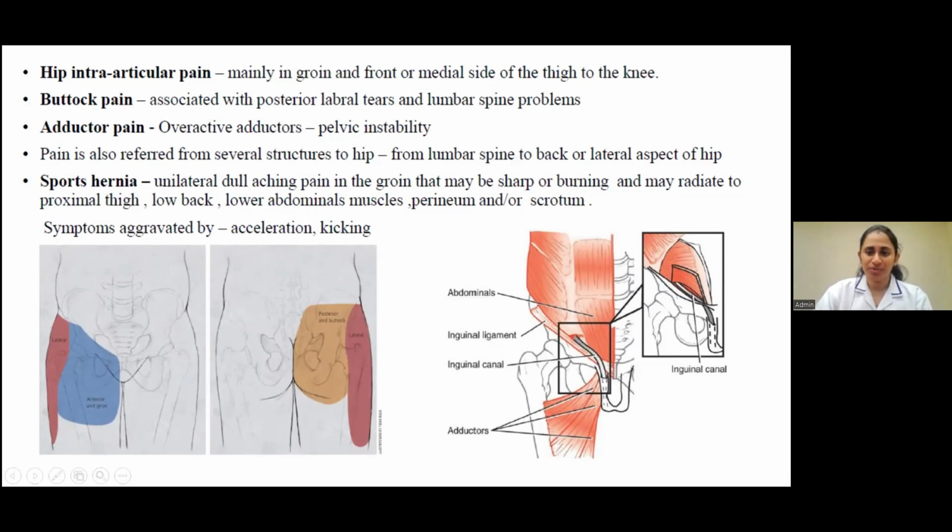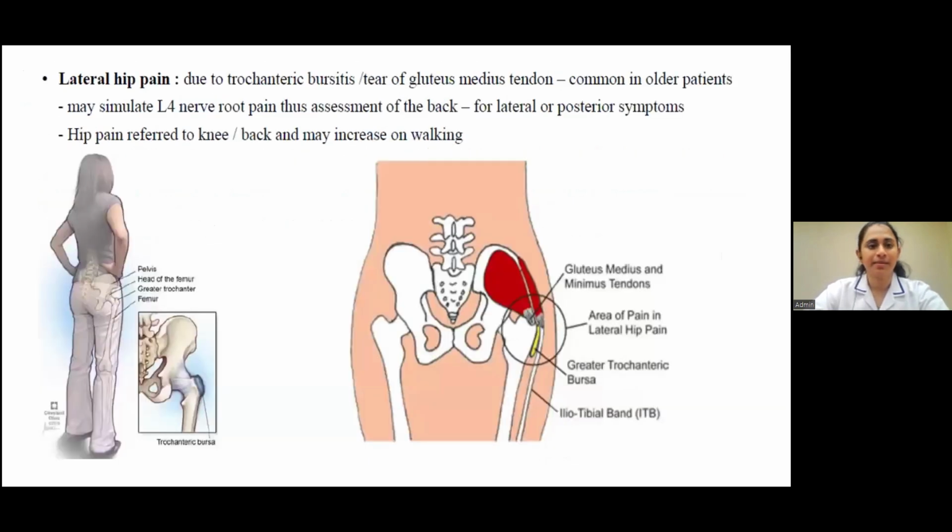Next, coming to a sports hernia, it can be a dull aching pain around the groin, which can be, again, there might be a burning sensation, or there might be a radiation of the symptoms coming towards the lower abdominals or the perineum or even the scrotum. For the sports hernia as such, acceleration, or even trying to kick is going to create severe symptoms there. Most commonly, there is also a possibility of a groin pull, especially in athletes or sprinters or even long jumpers.